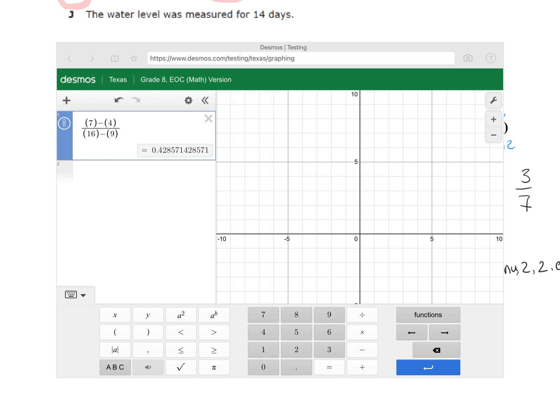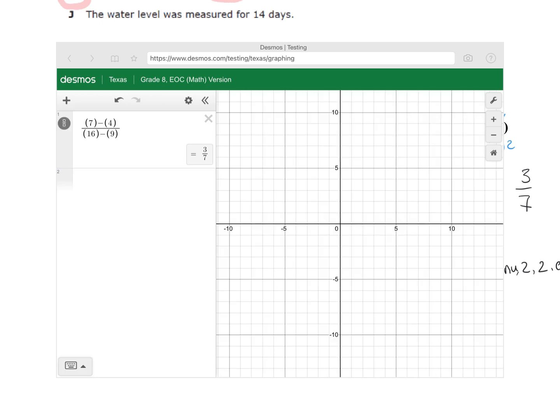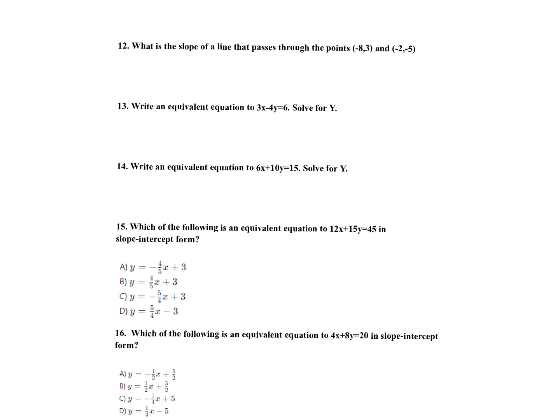And if you look at Desmos, this thing right here gave you a decimal, but if you click right next to number 1 where the little fraction button is, it will change it to a fraction, which is the 3/7 we just had. So we're going to the next. And on number 12, you can do the slope formula.